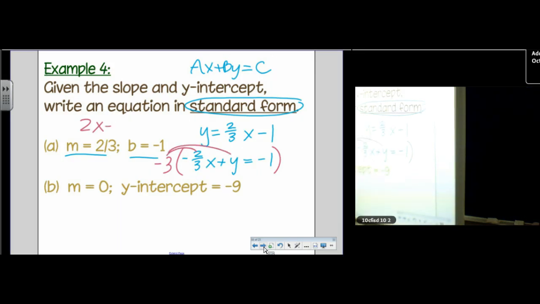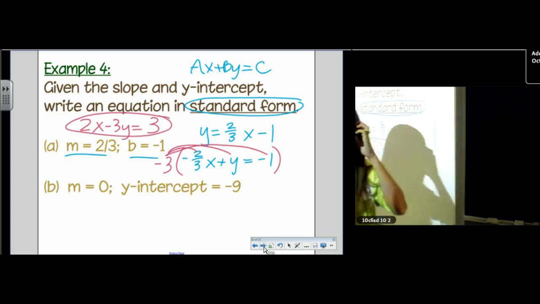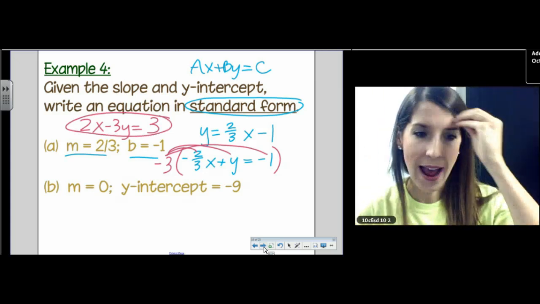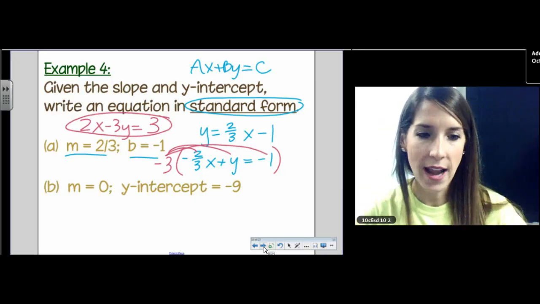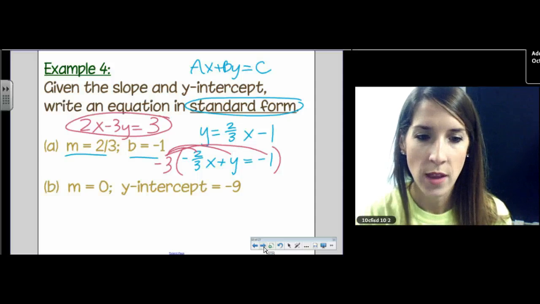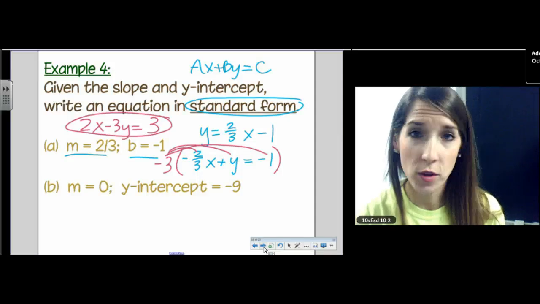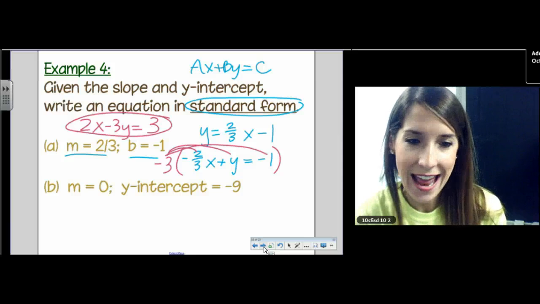-3 times y would be -3y, and -3 times -1 would be 3. So 2x minus 3y equals 3. That is A, that's equation A in standard form, ax plus by equals c. We're obeying all the rules because there's no fractions and because our A is not negative.